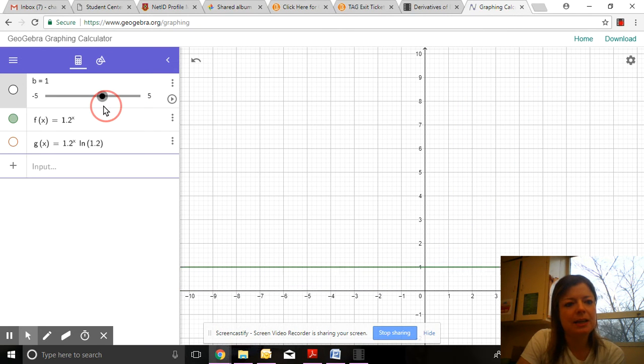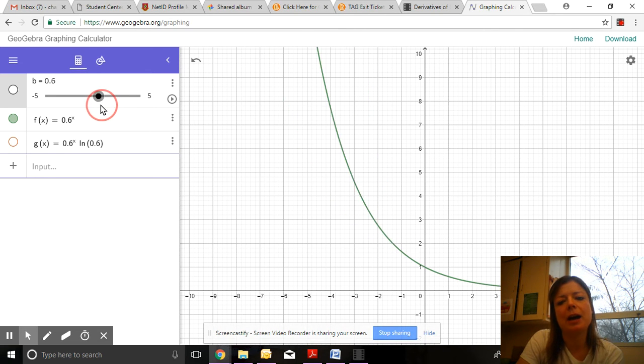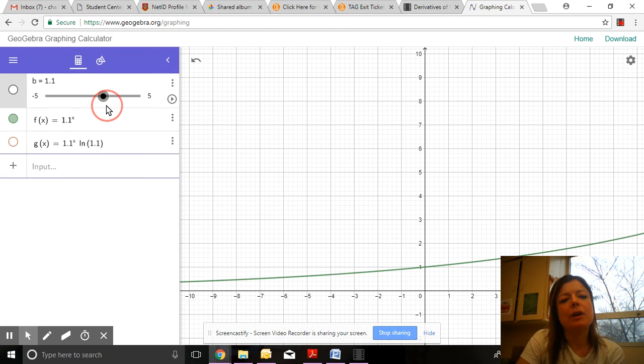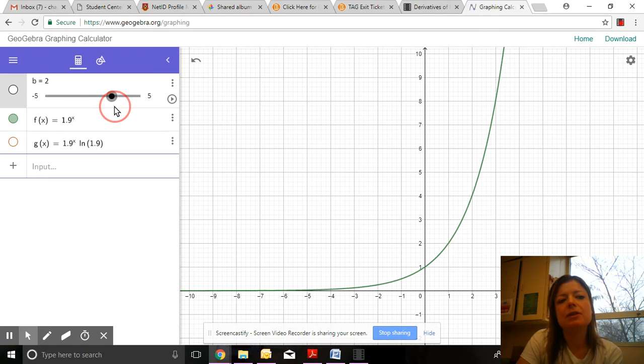But you can see between 0 and 1, if you have a base between 0 and 1, then you have a decay function. So that's the rate of decay. So how does the derivative of that work? Well, yesterday we saw the derivative of e to the x was just itself, e to the x. So what about the derivative of an exponential function?